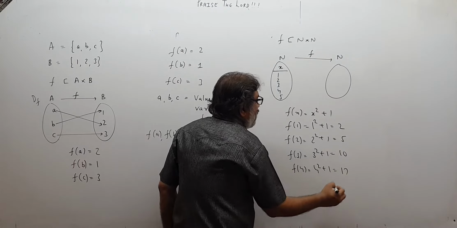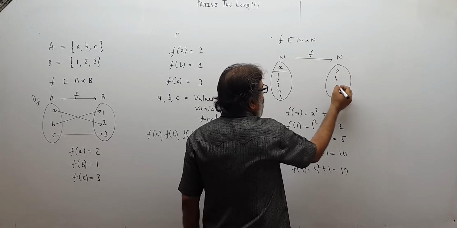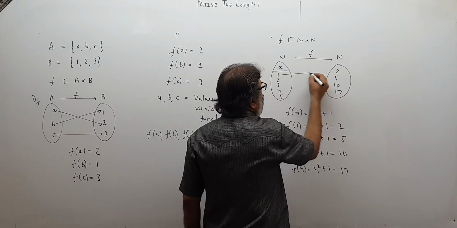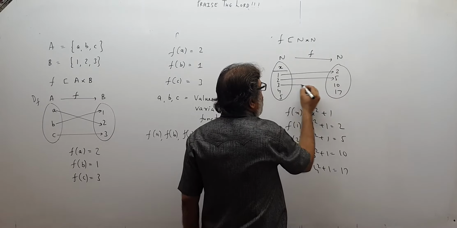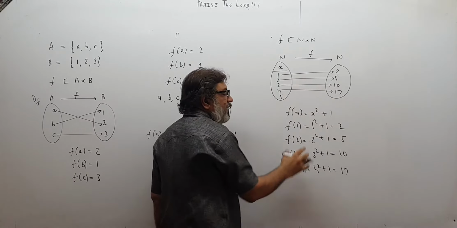4 square plus 1, 17. So this is 2, this is 5, this is 10 and 17. So 1 corresponds to 2, 2 corresponds to 5, 3 corresponds to 10, 4 to 17 and so on. It will continue.